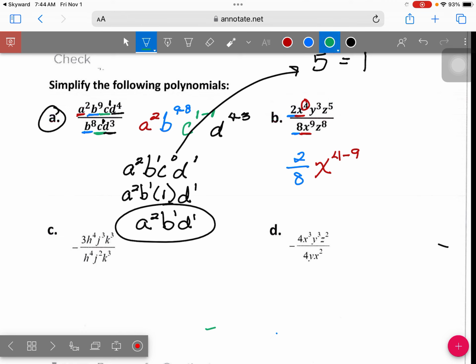Okay? Then I have a y to the 3rd. There is nothing on the bottom, so I just keep it as y to the 3rd. And then finally, I have z to the 5th divided by z to the 8th. So that is z to the 5 minus 8.